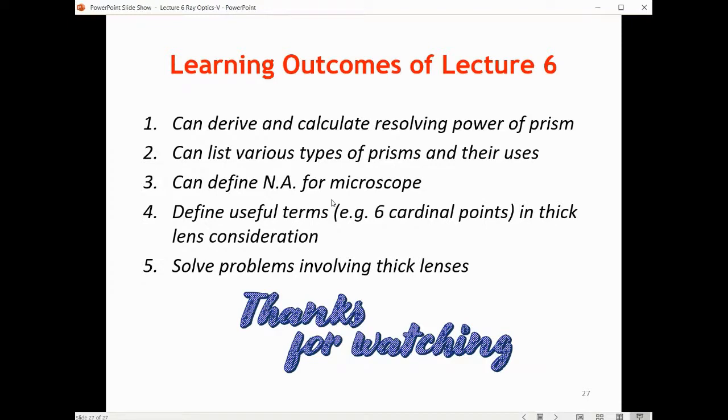At the end of this lecture, I hope that you would have learned how to derive and calculate the resolving power of prism, and you would be able to list the various types of prisms and their uses. We discussed about microscopes, so you will be able to define the numerical aperture for microscope. And in thick lens consideration, you will be able to define the useful terms, for example, the 6 cardinal points, and they are measured reference to which planes. And you should be able to apply what you learned to solve problems involving thick lenses.